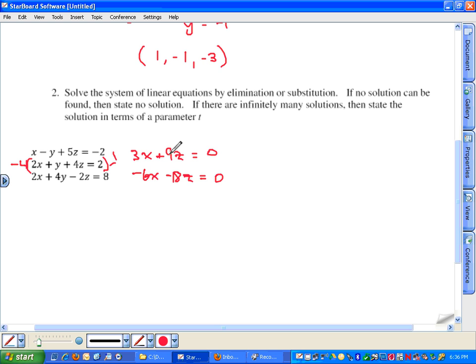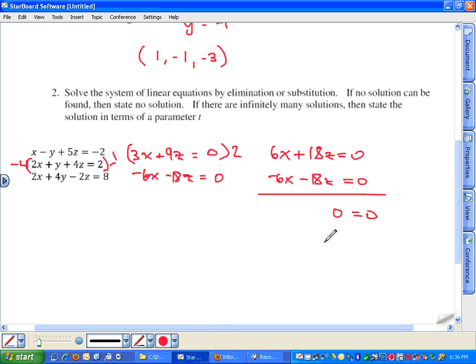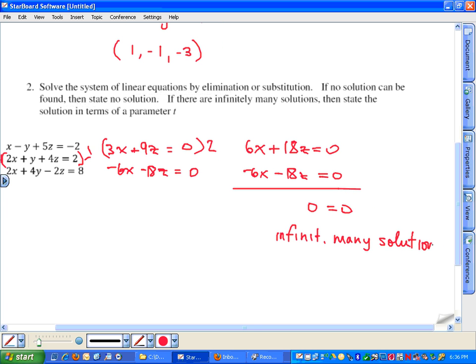Okay. Now if I multiplied the top equation by 2, that's going to be 6x plus 18z equal to 0. Negative 6x minus 18z is equal to 0. Adding these up produces 0 equals 0, which means there are infinitely many solutions. So what we now need to do is set our parameter. Okay, z is going to be equal to t.